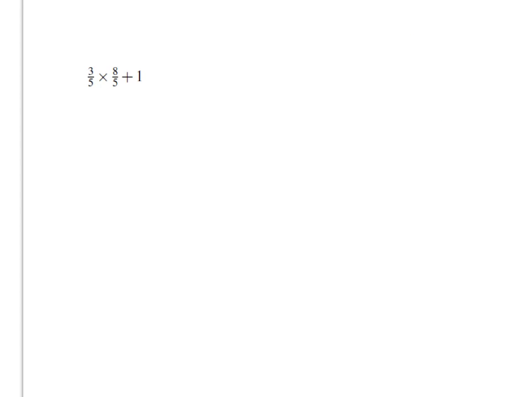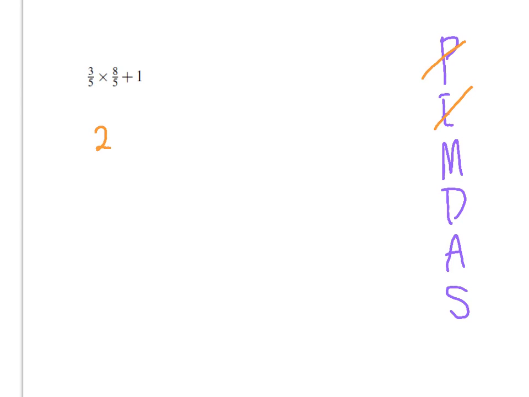Again, I'm going to write PEMDAS, that way I remember to do every step. For this one I have parentheses, and I don't have any parentheses to do, so I cross it off. No exponents. Multiplication I do have, so I'm going to multiply the fractions. In order to multiply the fractions, you multiply straight across. So I take 3 times 8, and I know that 3 times 8 is going to be 24. And I take 5 times 5, and I know that's going to be 25. And then I still have the plus 1. So I'm done with multiplication.